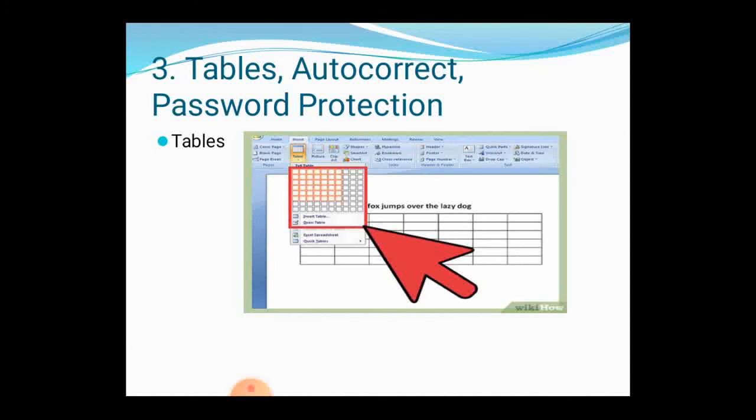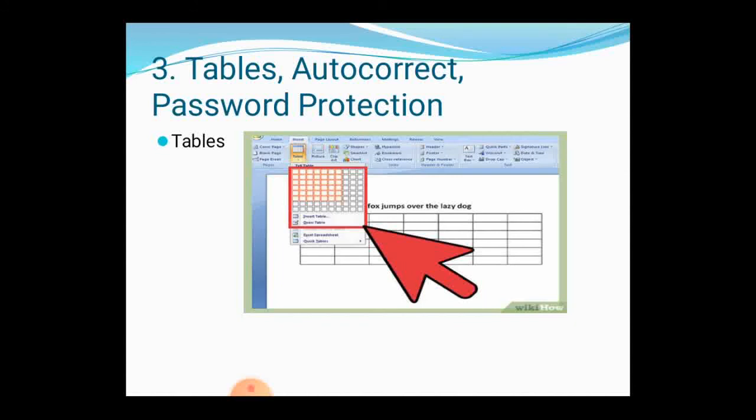When this table option is selected, you can see a number of grids like this. Once you drag your mouse, you can see how many rows and columns you are selecting. This is one form, and another one is the Insert Table option. Once you click that, you will be asked for the number of rows and columns. On giving the numbers, 4 and 3, you will get a 3 by 4 table. This is the method of inserting a table.